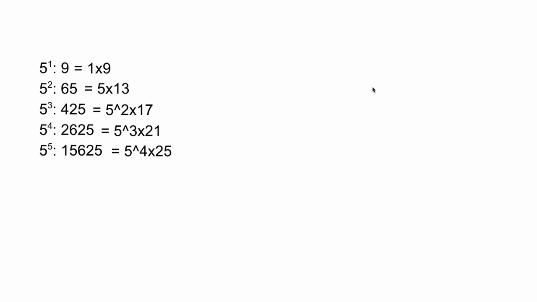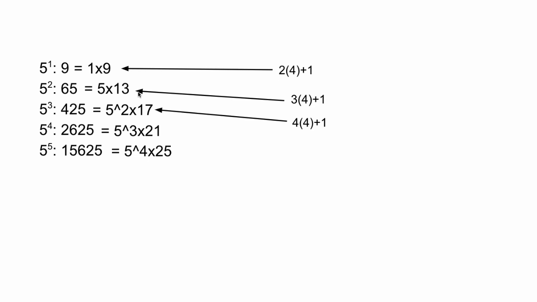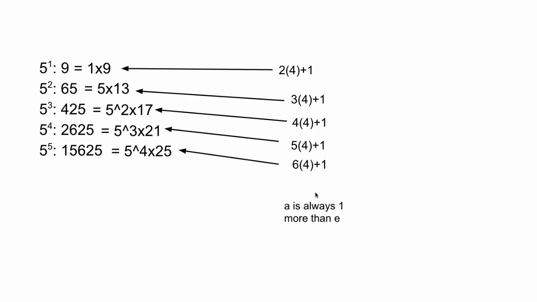Okay, so look at this. So this first number, 9, is 2 times 4 plus 1. Second number, 13, is 3 times 4 plus 1. 4 times 4 plus 1. 5 times 4 plus 1. 6 times 4 plus 1. And you'll see here that the number that's multiplying with 4 is always one more than whatever the exponent is, right? So we can say that a is always one more than e, right? So these can all be written as e plus 1 times p minus 1 plus 1.